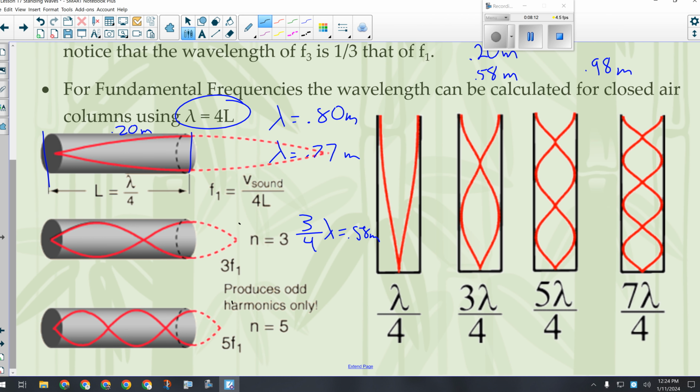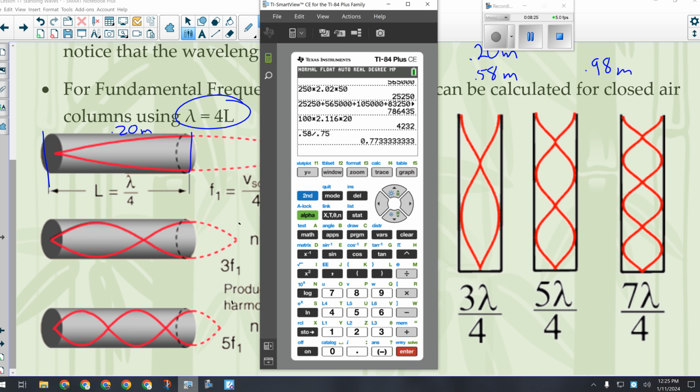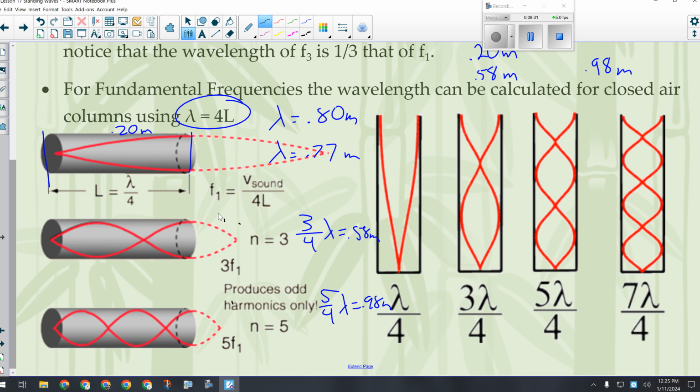And then for this one, which was 5/4 of a wavelength, that equaled 0.98 meters. So if I divide 0.98 by 5/4, I should get the wavelength. Okay, 0.784. Are we getting around the same number for all of these? For the wavelength, is it pretty close? Okay, that's pretty close. Right?